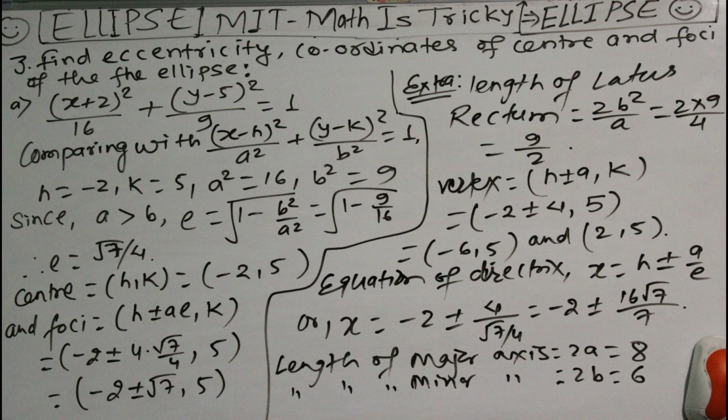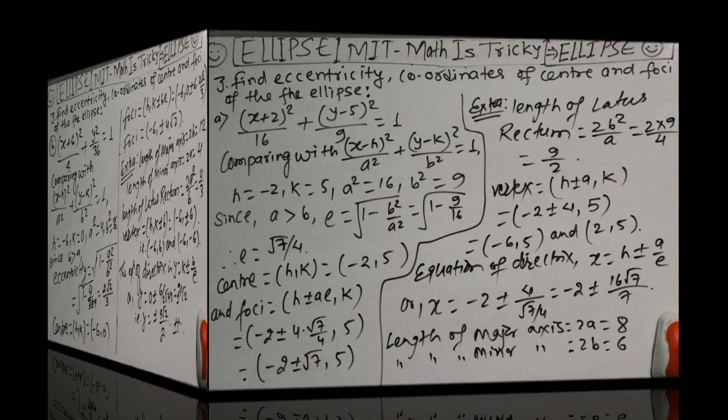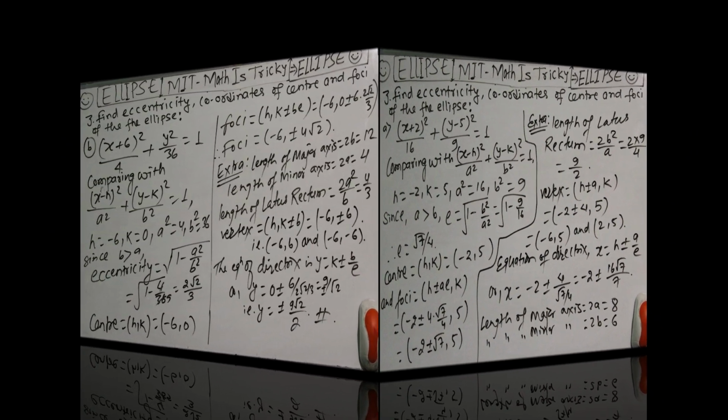So the equation of the directrix will be simply x equals h plus minus a by e, that is x equals minus 2 plus minus 16 root 7 by 7. The length of the major axis is 2a because a is greater, that gives 8, and the length of the minor axis is 2b, that is 6. Let's see another question.